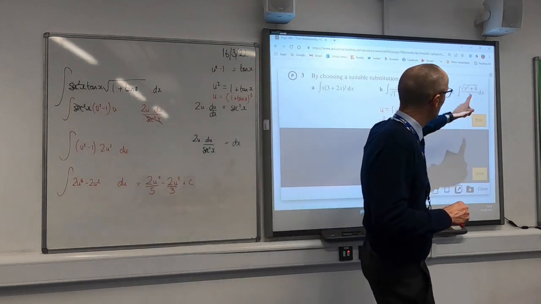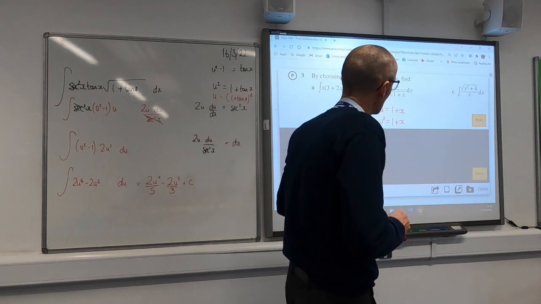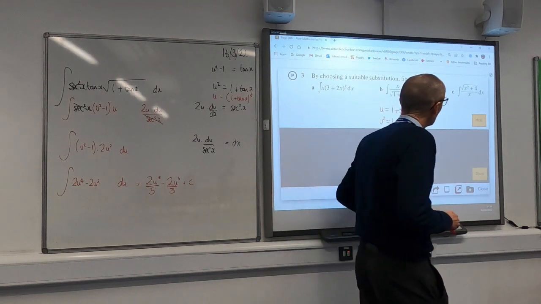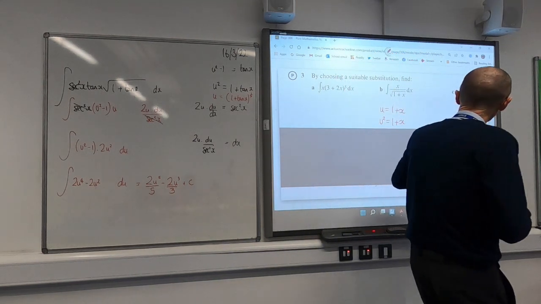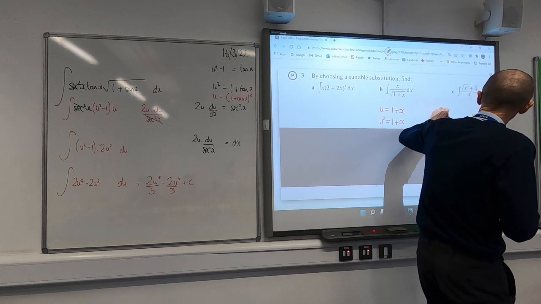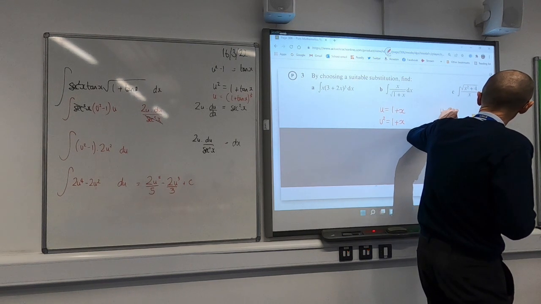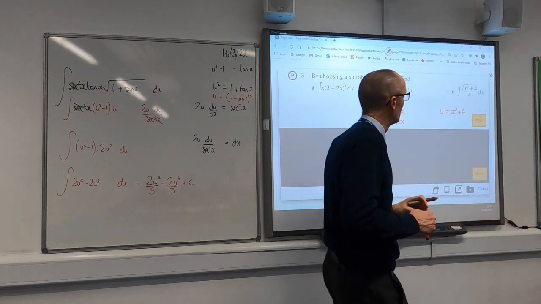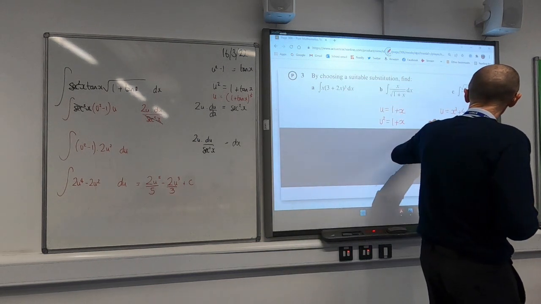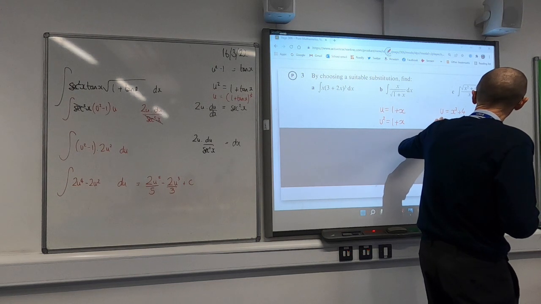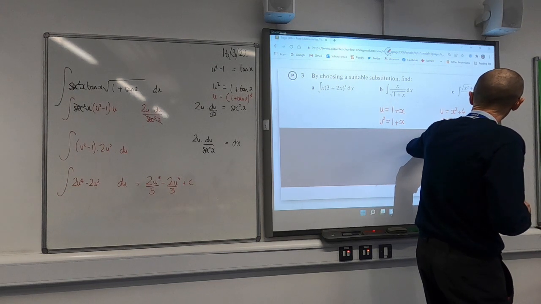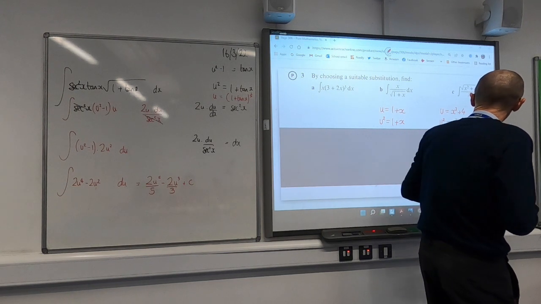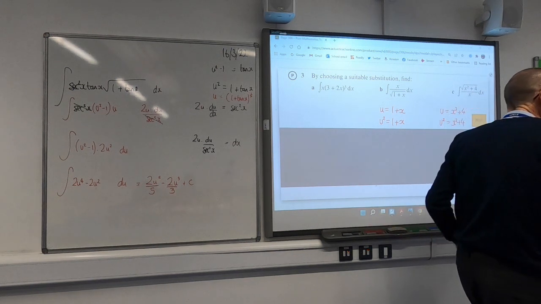I'd like to look at this one. So with this one, it looks again like the sensible substitution would either be to make the thing under the bracket equal to u, so you'd end up with the square root of u on the top there, or maybe that.